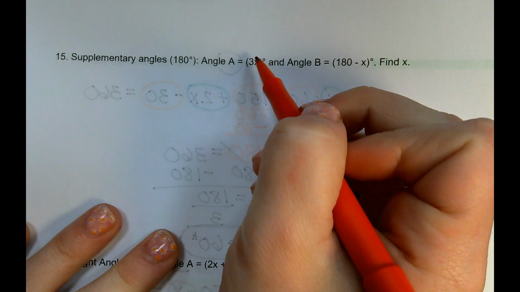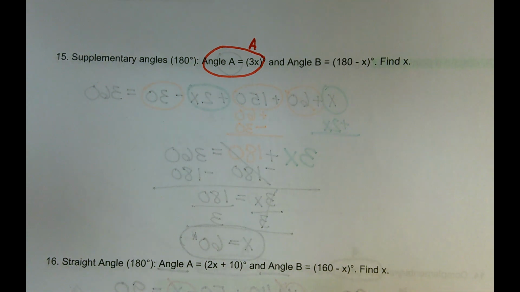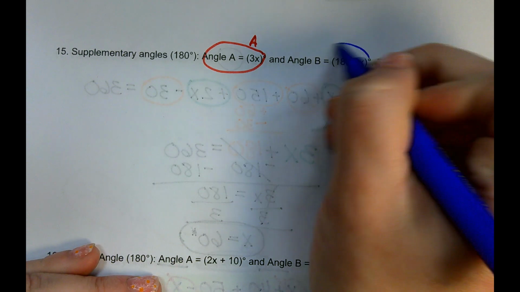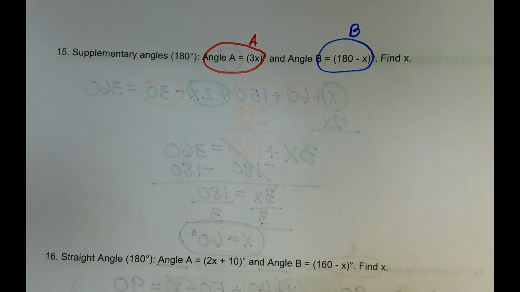So, angle A is 3x. Angle B is 180 minus x.